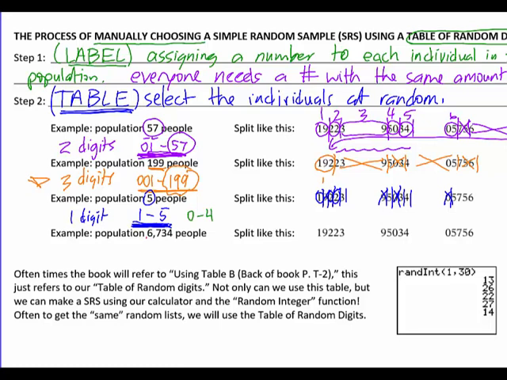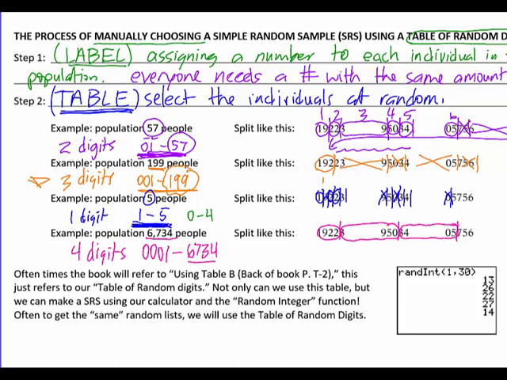Last example, population 6,734. That is 4 digits. Okay? So I need to snip, and I'm going to go 0001, the first person on the list, all the way up to 6734. Splitting those digits, the first number, first person, 1,922 is an okay person to ask. 3,950 is also okay. 3,405 is an okay person. They exist.